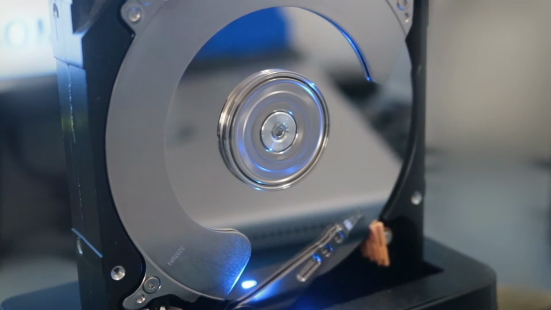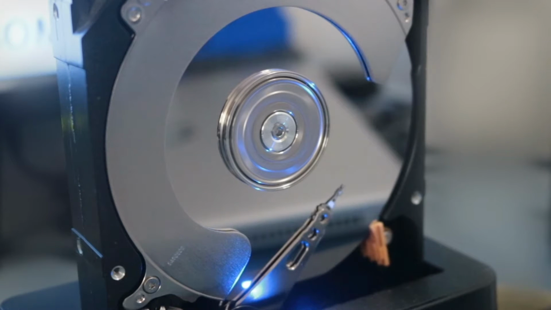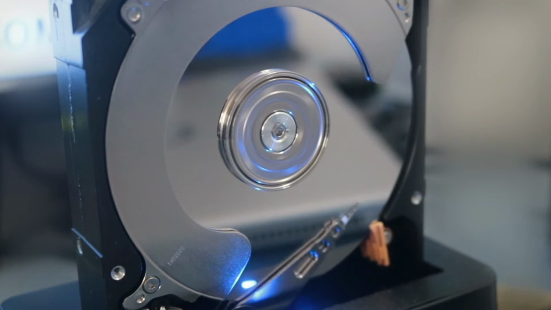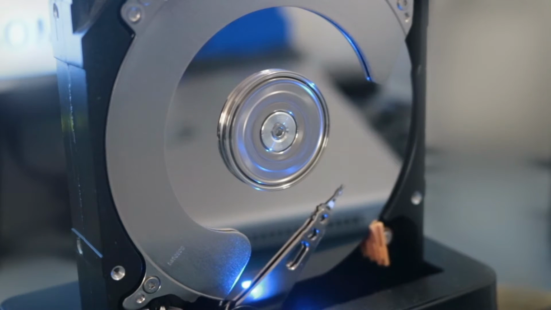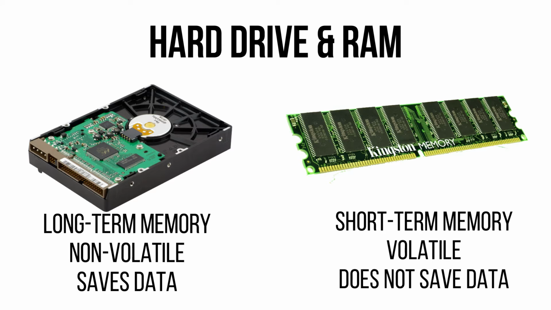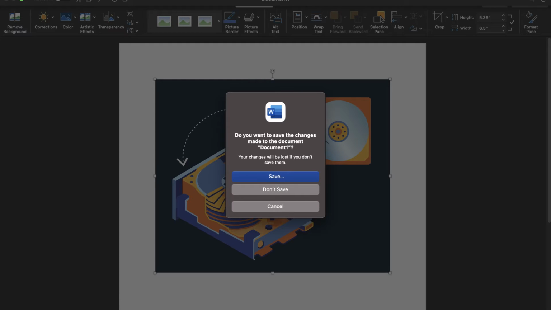Now, although it is a type of storage, a hard drive is different from RAM, as it is a type of non-volatile data storage. So if you recall in our RAM video, we said that RAM was volatile memory because it does not save your work. It is short-term memory that relies on power from the motherboard. So if the power goes out, that data is not saved. Your work is lost forever. However, if you saved your work to the hard drive before the power outage, your work was saved in long-term memory.